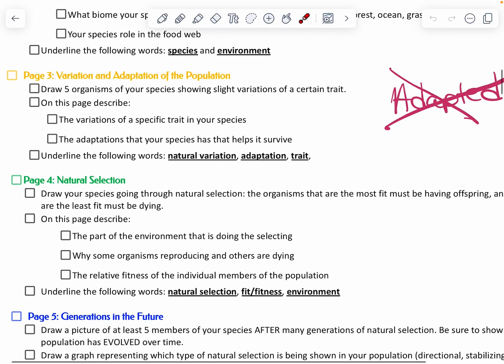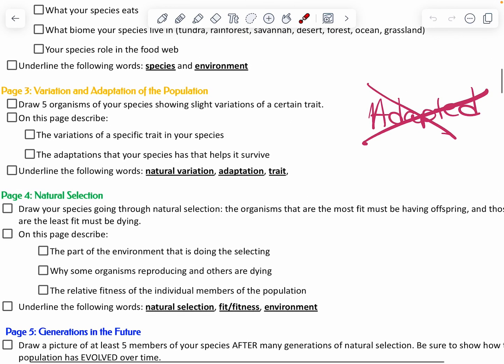Then natural selection has happened. So over time, some of yours are dying off because of natural selection, something in the environment selecting for those best traits, and some were surviving. So now what does your population look like?